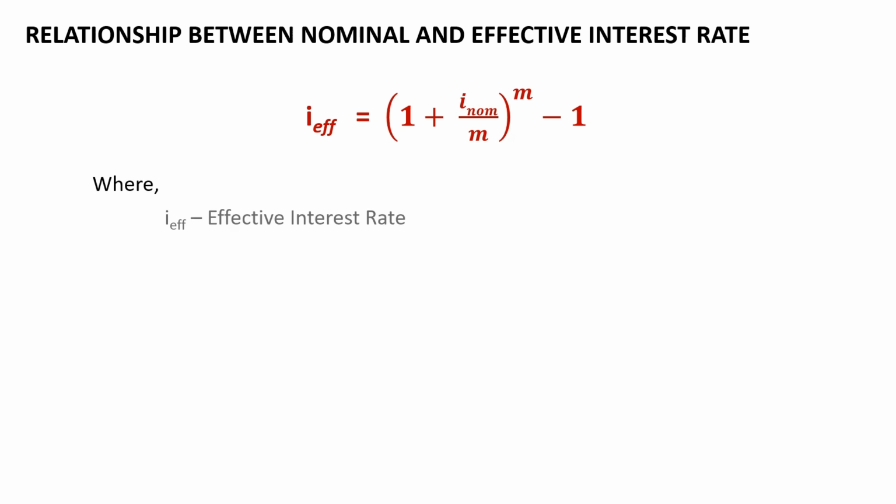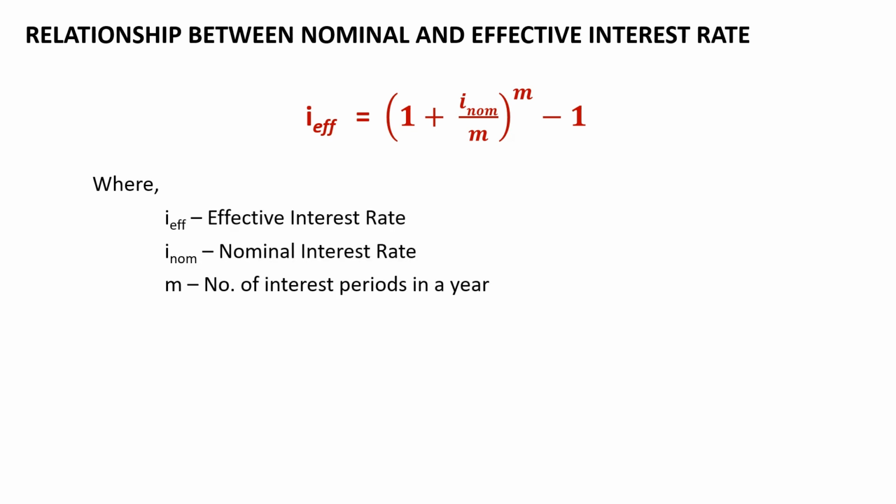Relation between nominal and effective interest rate. IEFF is equal to (1 plus INOM divided by M) whole to the power of M, minus 1, where IEFF is the effective interest rate, INOM is the nominal interest rate, and M is the number of interest periods in a year.